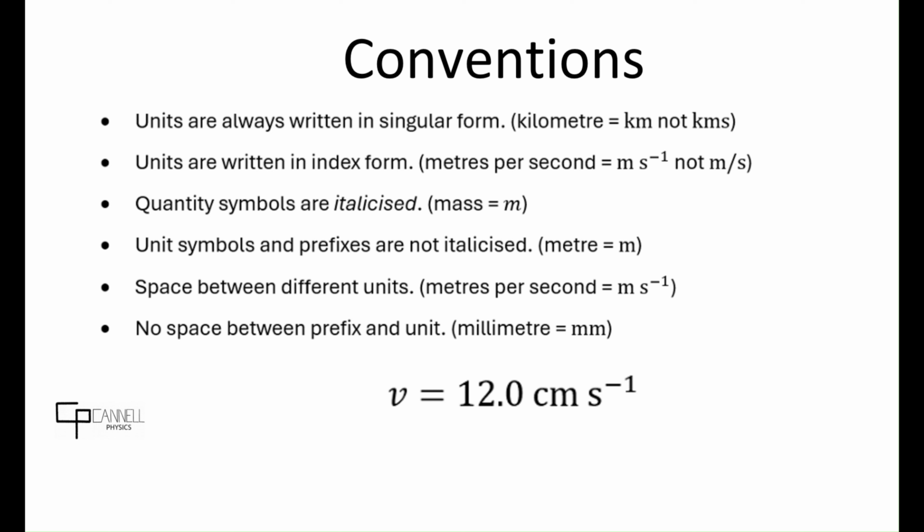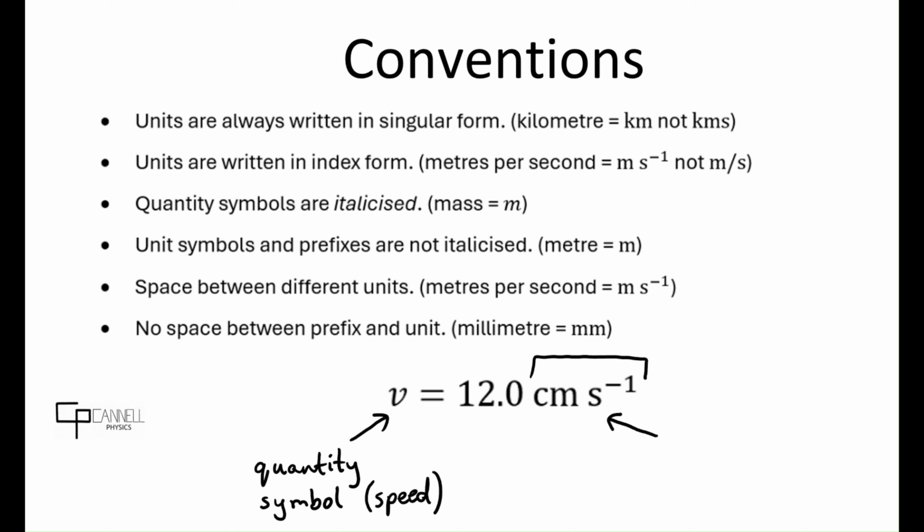So below we have a good example to see how all these rules are at play. So we see lowercase v represents the speed. This v is therefore the quantity symbol. And since it's a quantity symbol, that's why it is italicized. And the quantity is speed in this case. And on this side, this whole thing here, we have the unit symbol. And the centimeters per second, this is the centimeters part, that's not an SI unit, but the seconds part is.